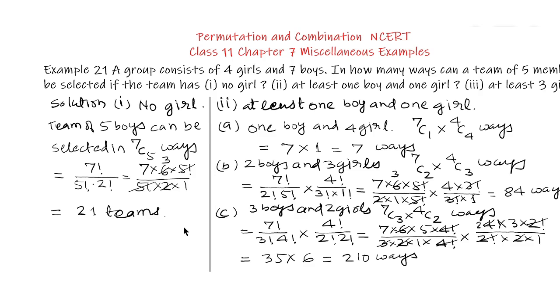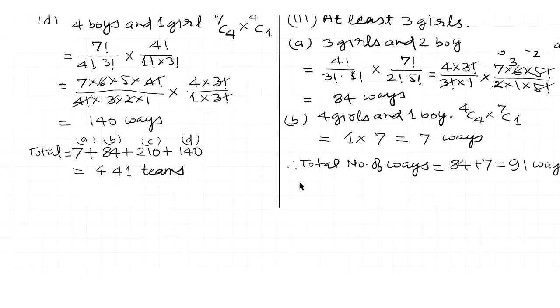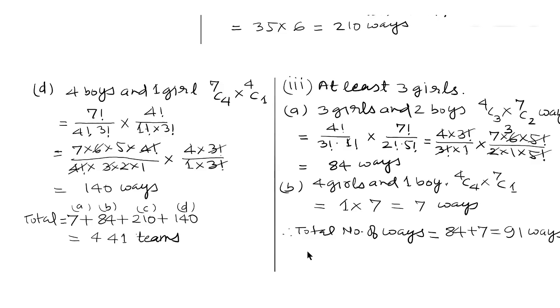So the answer to part 1 of the question, where no girls are to be selected, is 21. Such teams can be formed in which there is no girl. Part 2, at least 1 boy and 1 girl. The teams that can be selected are 441. Such teams can be selected in which there are at least 1 boy and 1 girl. And part 3, at least 3 girls. These teams can be selected in 91 ways. So this is the answer of the given question.